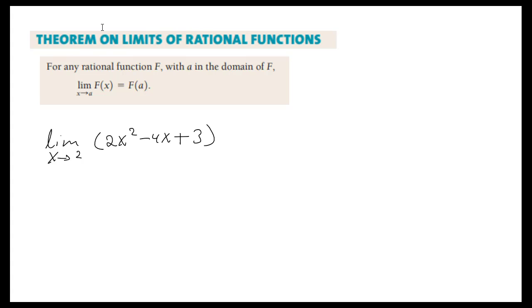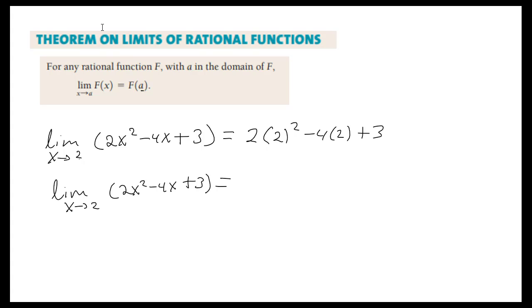But now we're going to use this theorem. The theorem tells me I'm going to evaluate in any value of x the value of a. That means 2 times 2 to the second power minus 4 times 2 plus 3. Then the limit when x approaches 2 of 2x squared minus 4x plus 3 is equal to 2 to the second power is 4, times 2 is positive 8. Minus 4 times 2 is negative 8, plus 3. 8 minus 8 is 0, plus 3 is 3.